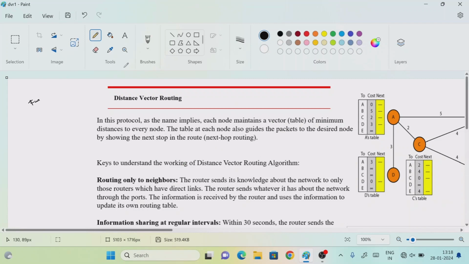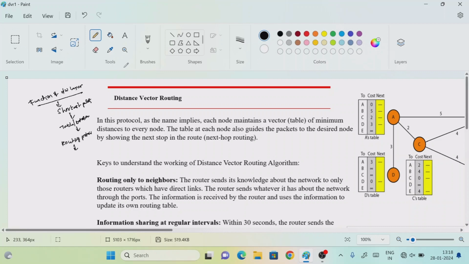So in today's session we are going to learn about distance vector routing. To understand that, first we need to understand what the functions of the network layer are. The main function of the network layer is to find the shortest path from one node to another node, that is, from one router to another router. To find the shortest path we require something called a database or routing table. Based on that routing table only, the router is going to find the shortest path.